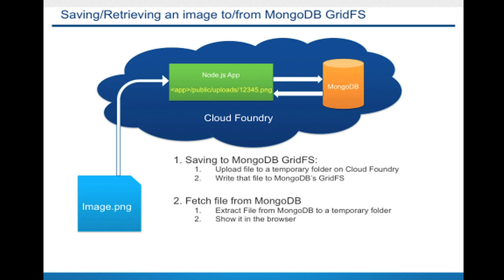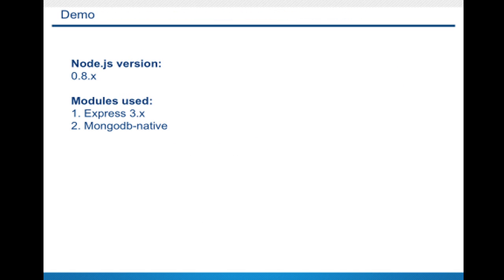In order to save the image file to MongoDB, first we're going to upload the file to a temporary folder, and then from there we are going to copy that file and move it into MongoDB. You can actually avoid writing to a temporary folder and directly write to MongoDB using streams, but I will cover that in a different video. Okay, that brings us to a demo.